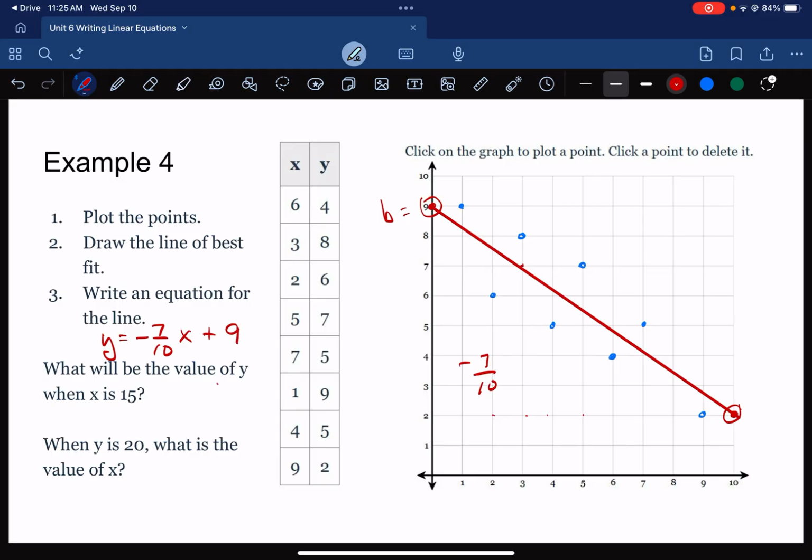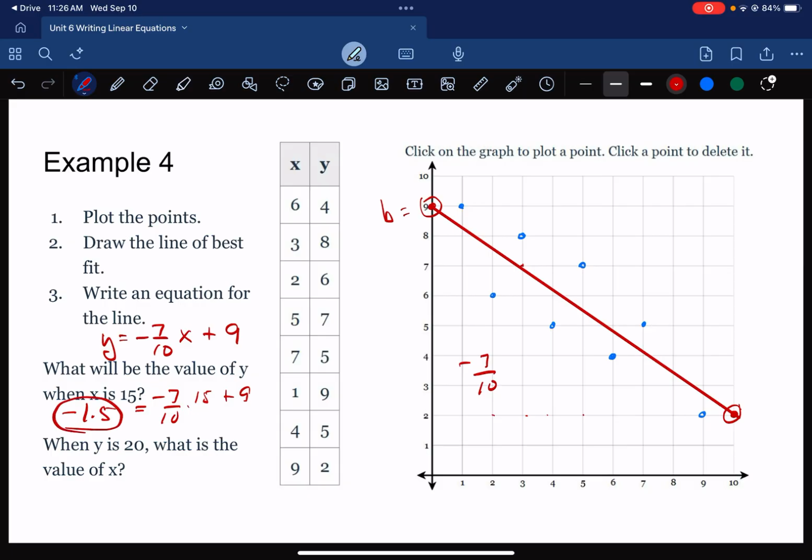So then it says, what will be the value of y when x is 15? So we're just going to plug 15 in there for x. So it's going to be -7/10 times 15 plus 9. So -7 times 15, right, is -105, divided by 10 is -10.5, plus 9. So I got an answer of -1.5.